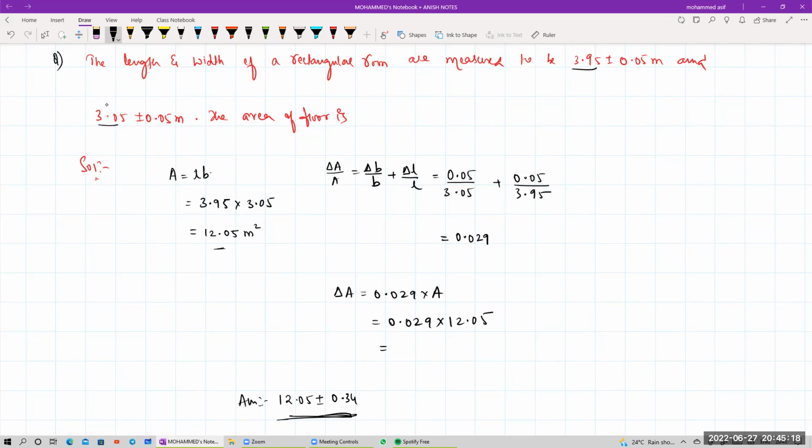With the answer. This is the way we solve the problems based on this. Clear? Okay, idea?